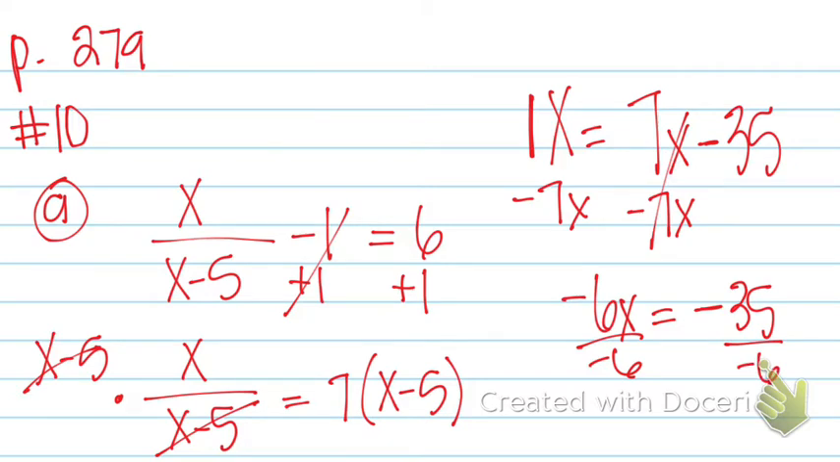So x equals... All right, let's go get this. 5. What do two negatives make? Positive. Two negatives make a positive. So x equals 35 over 6. I thought 35 divided by 6, I don't know what. All right, b is the same thing.